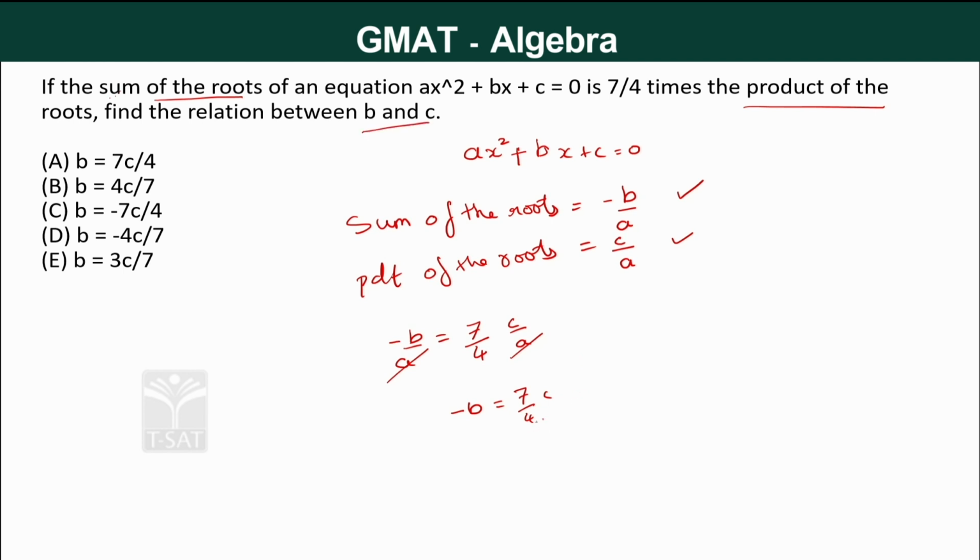So this can also be written, multiply minus 1 on both sides of this equation, you will get b is equal to minus 7 by 4 c, which is our option number C. Option C, that is the answer.